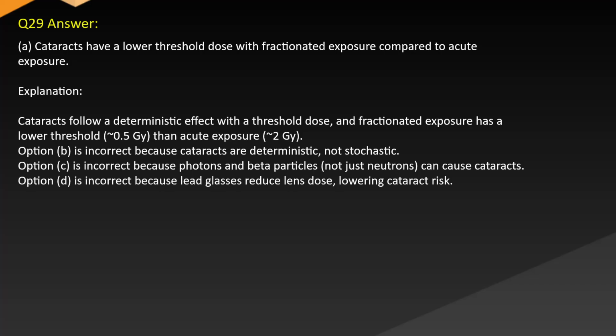Answer A. Cataracts have a lower threshold dose with fractionated exposure compared to acute exposure. Explanation. Cataracts follow a deterministic effect with a threshold dose, and fractionated exposure has a lower threshold, 0.5 Gy, than acute exposure, 2 Gy. Option B is incorrect because cataracts are deterministic, not stochastic. Option C is incorrect because photons and beta particles, not just neutrons, can cause cataracts. Option D is incorrect because lead glasses reduce lens dose, lowering cataract risk.